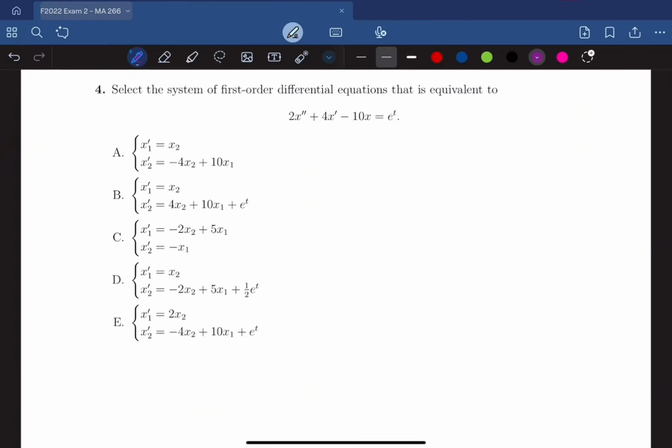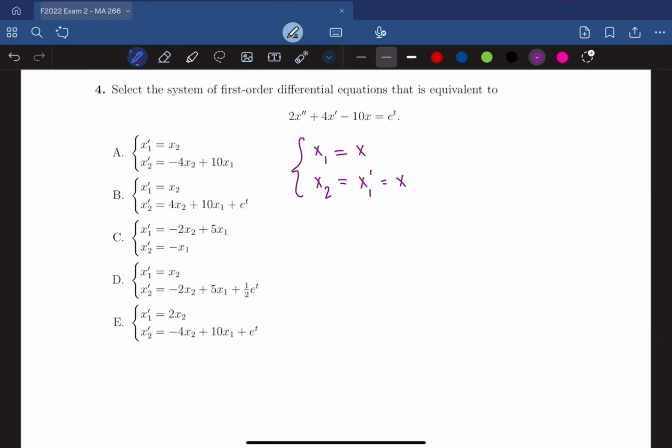So for number 4, we have select the system of first-order differential equations that's equivalent to, and then it gives us this equation. These problems are a little weird at first, but they're actually not very difficult at all, and usually they're pretty quick. So what you're going to start with first is x1, and you're just going to set that equal to x, and then x2 is basically going to be the derivative of x1. So we can write it like that.